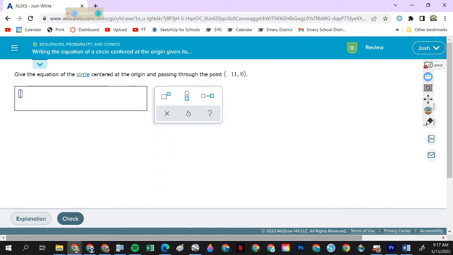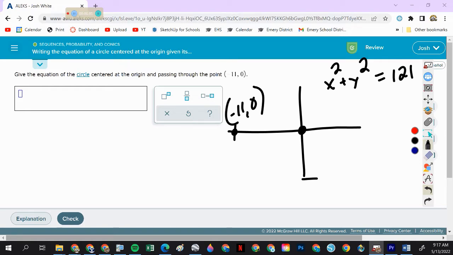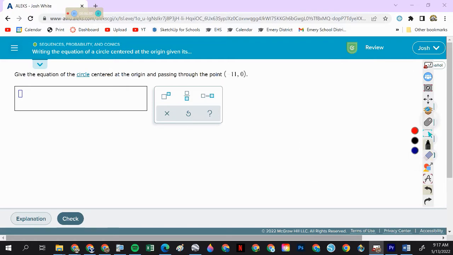This circle is centered at the origin, and it goes through the point -11, 0. So this is the center, and it hits this point here, -11, 0. So what would the equation of that circle be? X squared plus y squared, because we didn't move up and down or left and right, is equal to 11 times 11, which is 121. Okay.